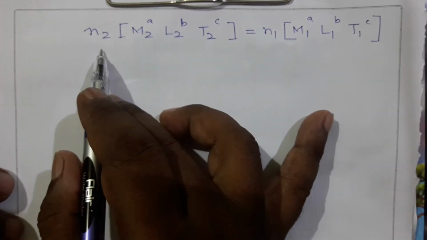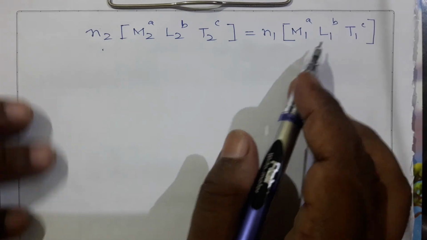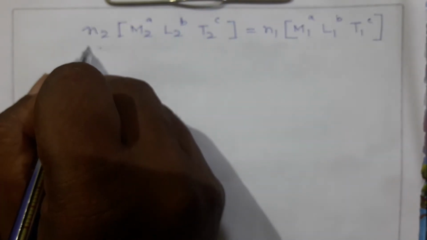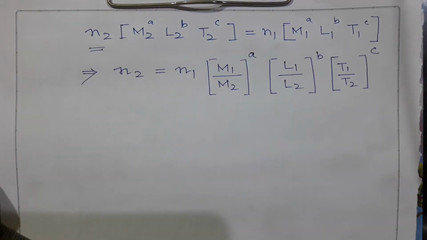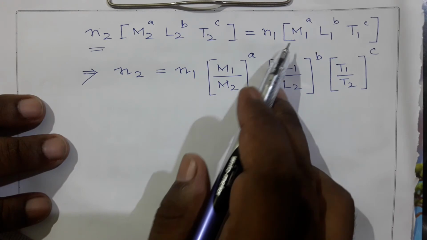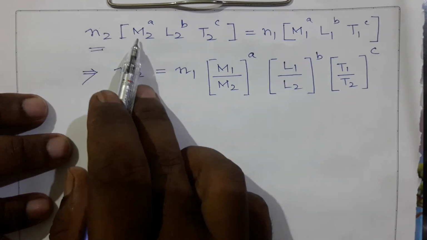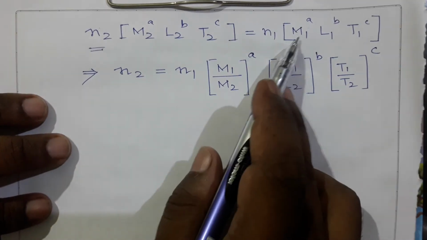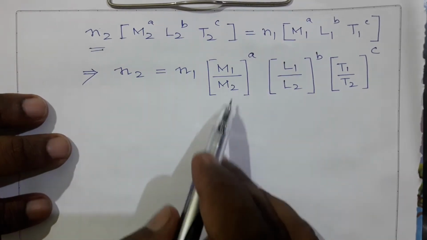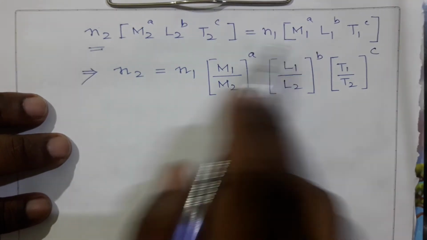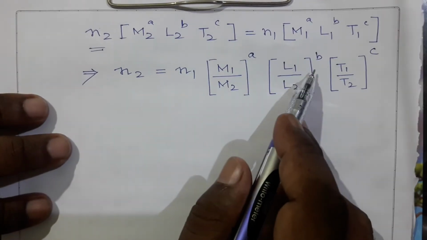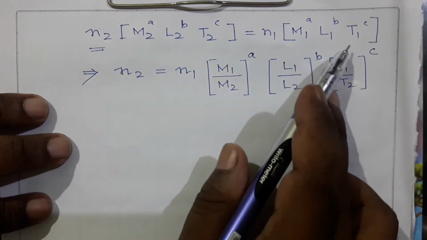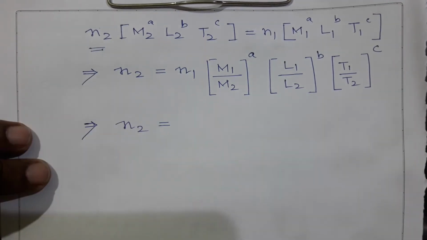So the standard formula is this. Here what is to be calculated? N2, so it is on the left side and N1 is given. So N2 becomes N1 into M1 by M2, whole to the power A, M1 to the power A, M2 to the power A. So M1 by M2 to the power A, L1 by L2 to the power B, and T1 by T2 to the power C. Now substitute all the values from the data given.